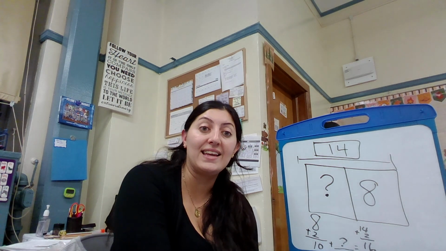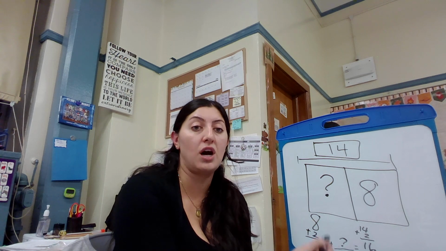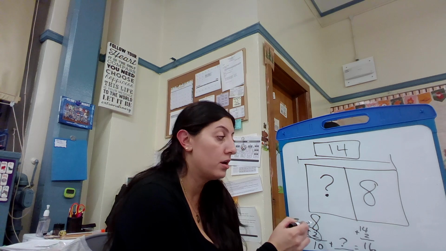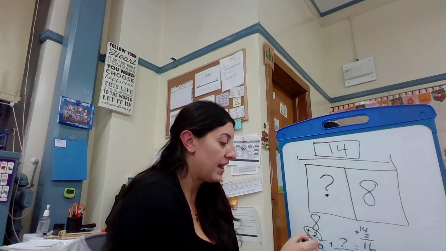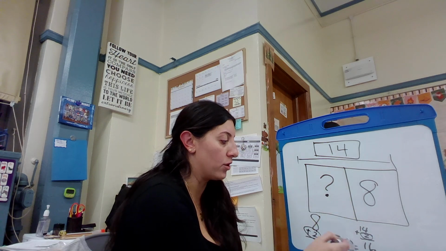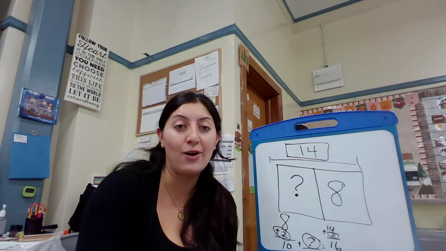So 10 plus blank equals 16. Well, I can count up from 10 and add 6 to it to get 16. So that's another way you could use compensation in order to solve your problem. I'm adding 2 to part of my whole, and I'm adding 2 to my whole in order to help me find my missing number, which we know now is 6. I hope that's clear.